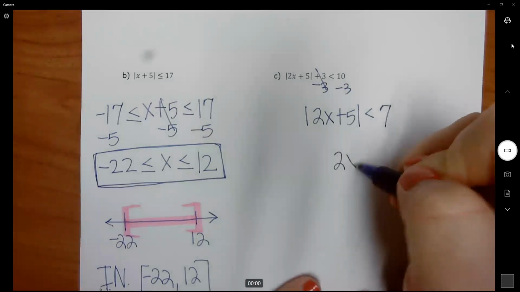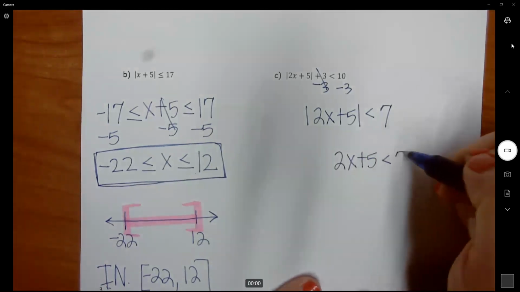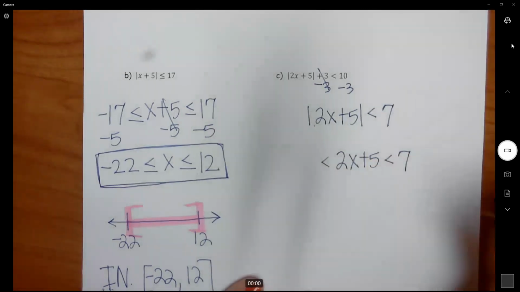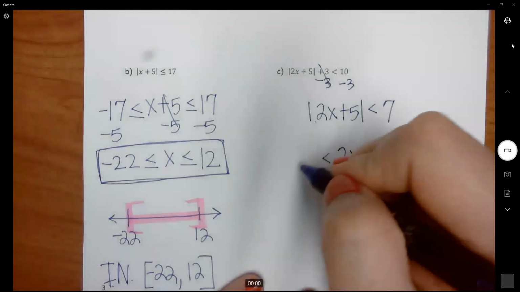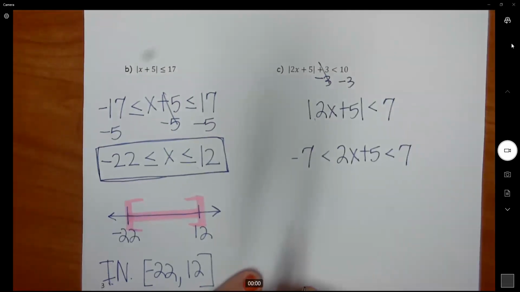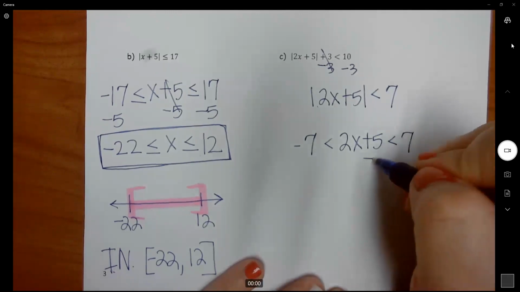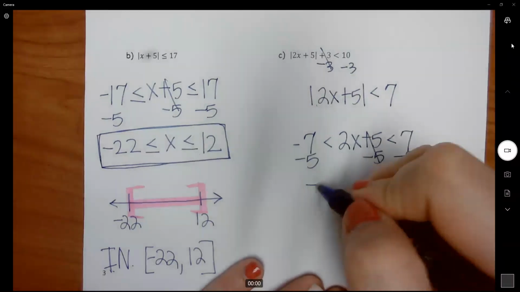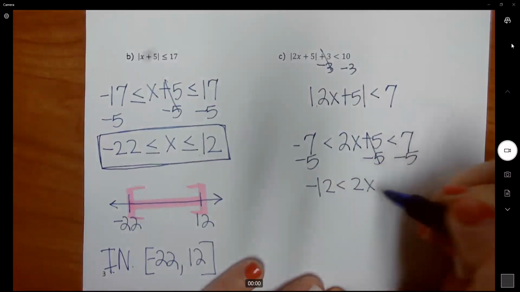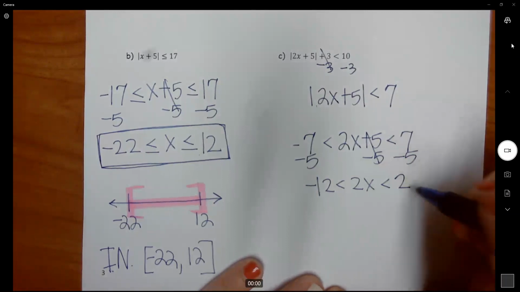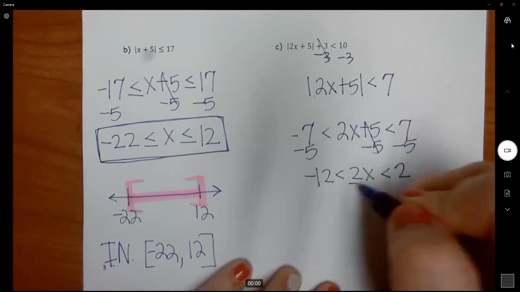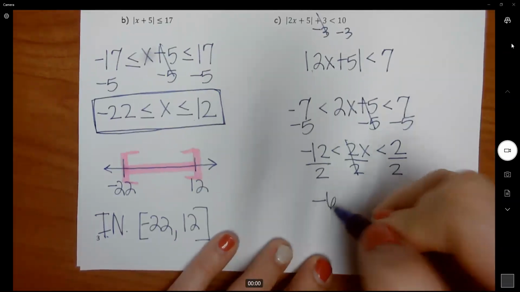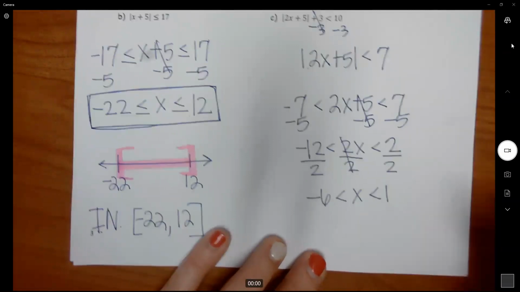So we will have 2x plus 5 is less than 7. So it looks just like this without the bars. We'll have another less than over here, and now we'll have its opposite, which is -7. So let's subtract 5 from all 3 portions. You get -12 is less than 2x, which is less than 2. And then divide all 3 sections by 2. You get -6 is less than x, which is less than 1.